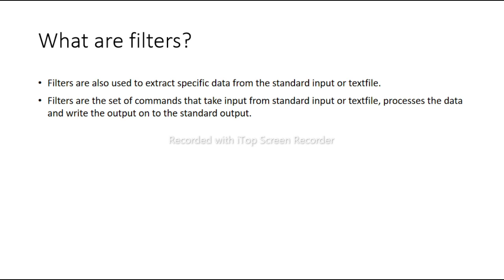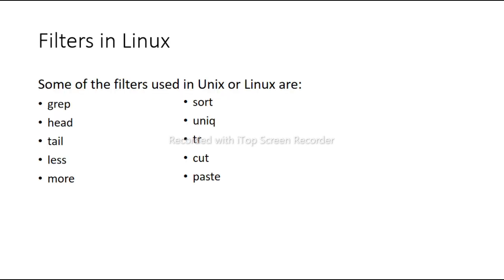So in this chapter, we are going to discuss some of the most commonly used filters in Linux, such as grep, head, tail, less, more, sort, uniq, tr, cut, and paste. So let's see how these filters work.